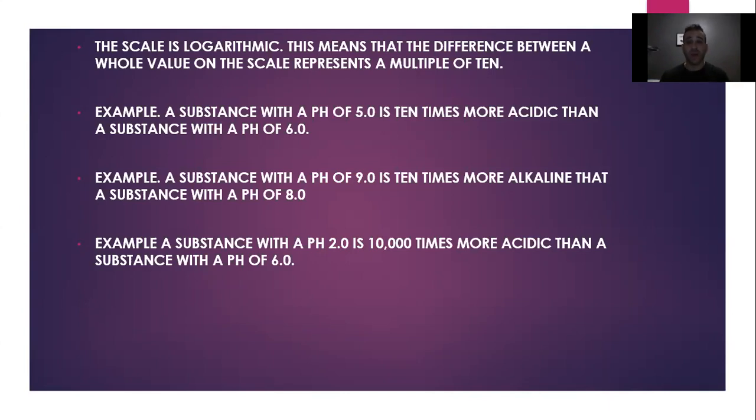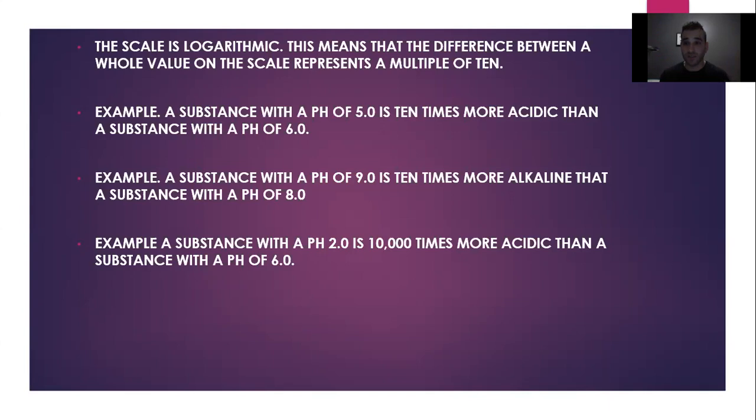So if we have a substance that's a pH of 6, and we lower it to a pH of 2, okay, 6 to 5 is 10 times more acidic, 5 to 4 is 100 times more acidic, 4 to 3 is 1,000 times more acidic, 3 to 2 is 10,000 times more acidic, okay? So that's how the scale works, and it works like that the other way.